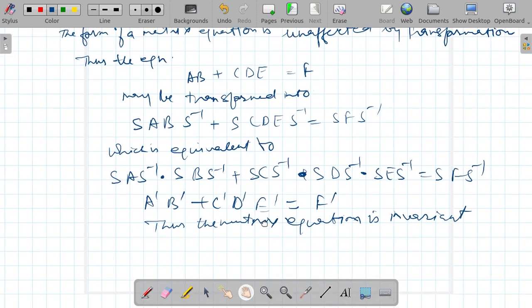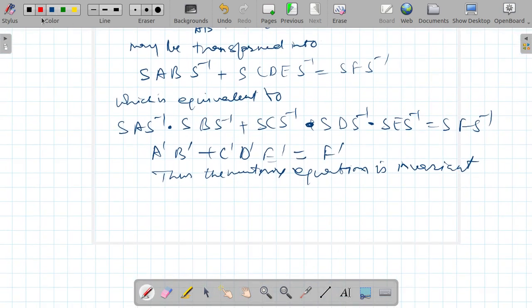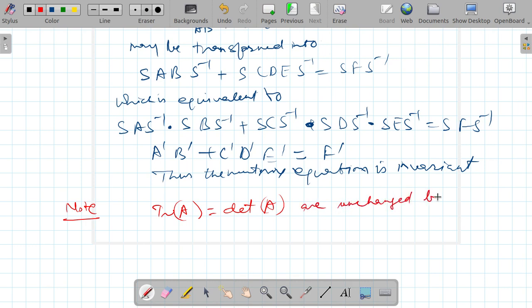Also, another important note: the trace of A and the determinant of A are unchanged by transformation.